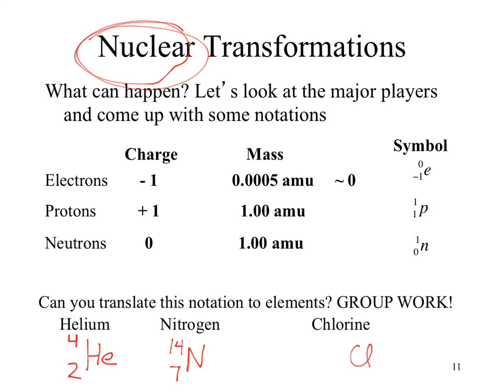Next part. Let's do charge first. Charge is a little bit easier. And the mass? What is the mass of a chlorine atom? It says 35.45. Huh. Does that mean the mass is 35.45?